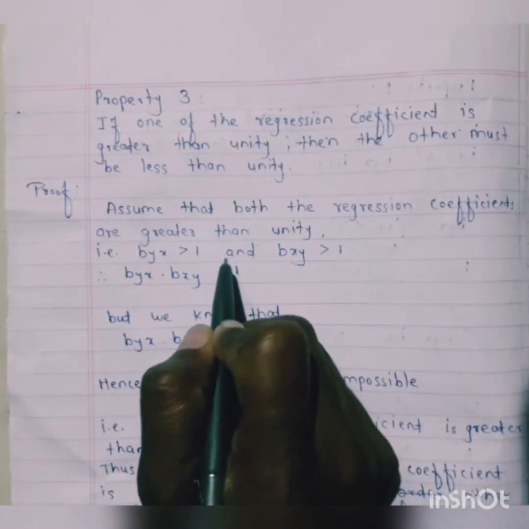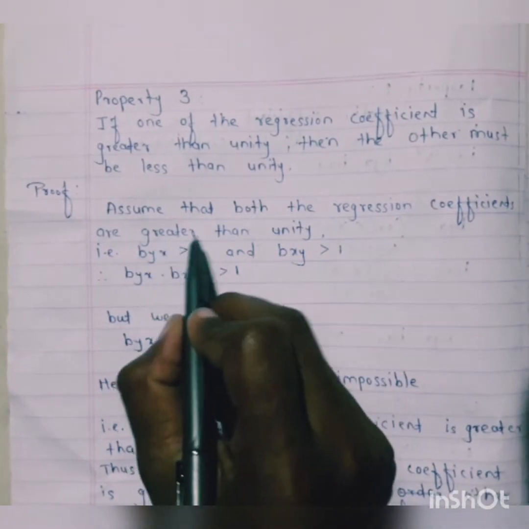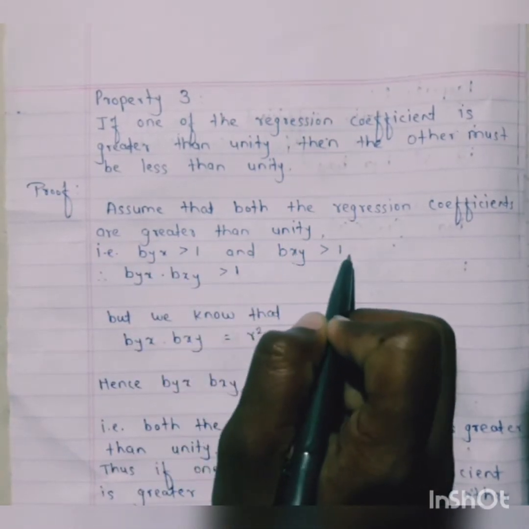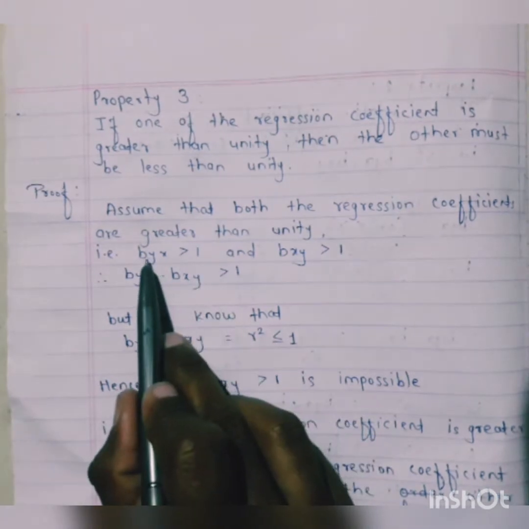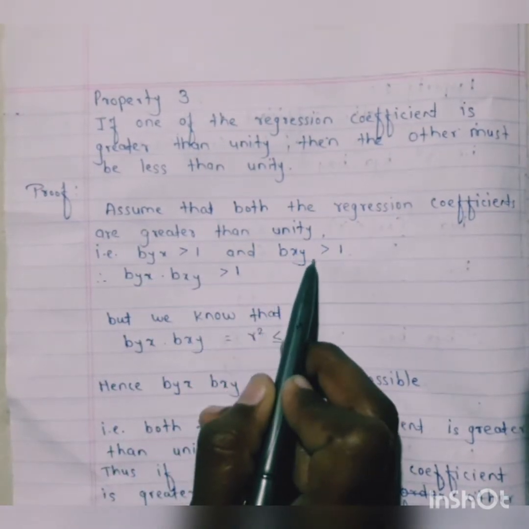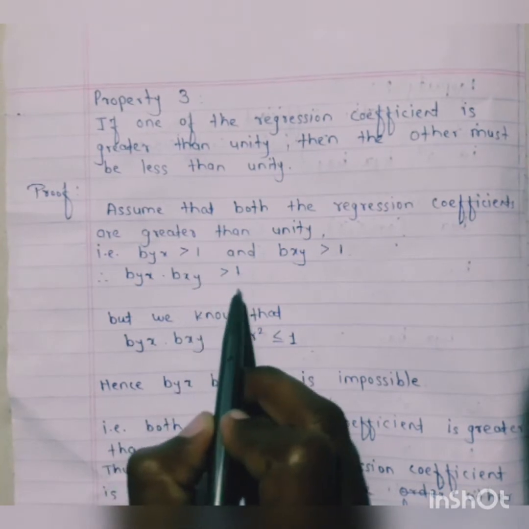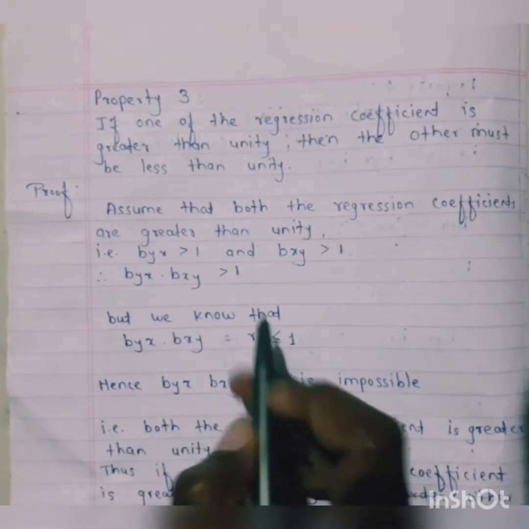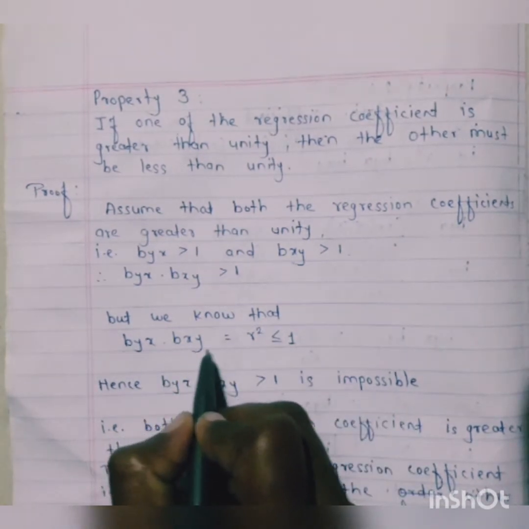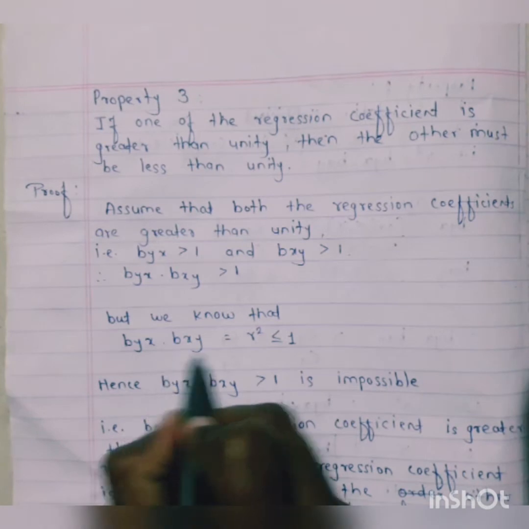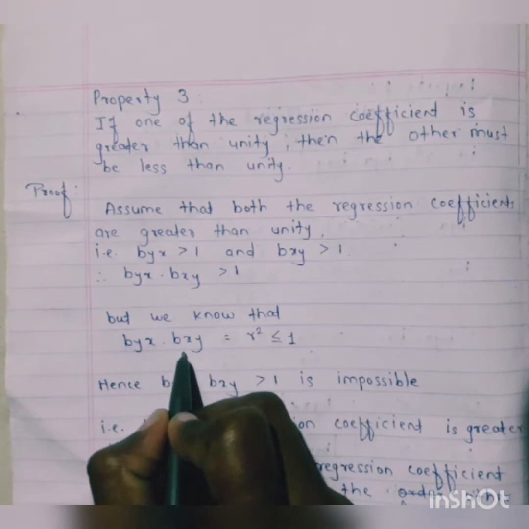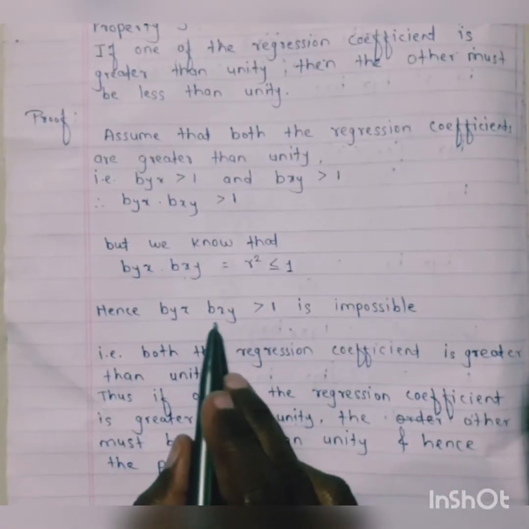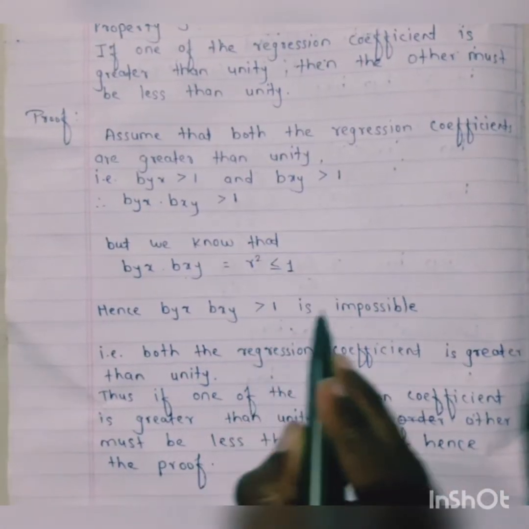Then both coefficients are greater than unity, that is byx greater than 1 and bxy greater than 1. Therefore, their multiplication is also greater than 1, so byx into bxy is greater than 1. But we know that byx into bxy is equal to r square, as we saw in property number 2, and r square is less than or equal to 1. Hence byx into bxy greater than 1 is impossible.